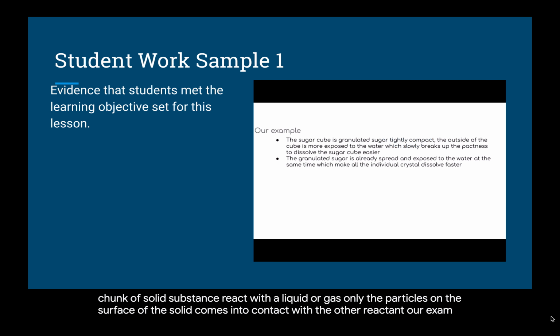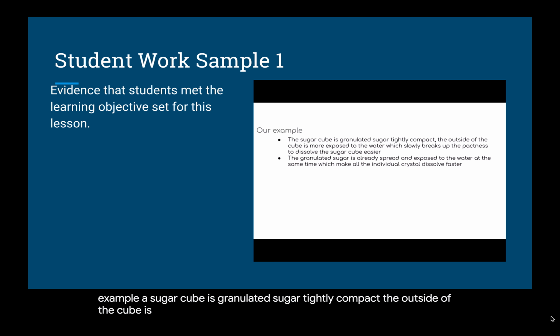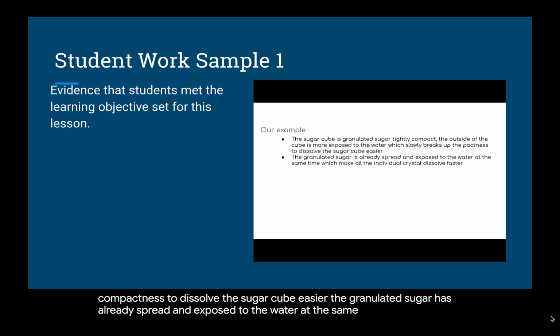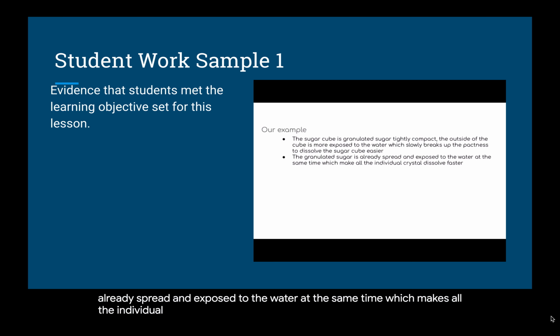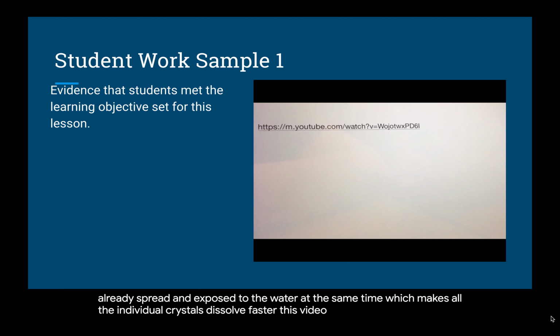Our example: a sugar cube is granulated sugar tightly compact. The outside of the cube is more exposed to the water, which slowly breaks up the compactness to dissolve the sugar cube easier. The granulated sugar is already spread and exposed to the water at the same time, which makes all the individual crystals dissolve faster. This video explains our topic more in depth.